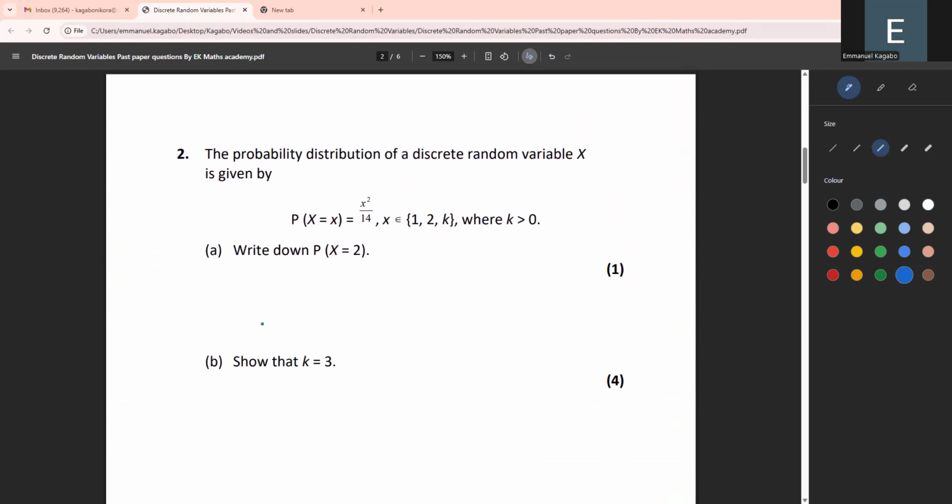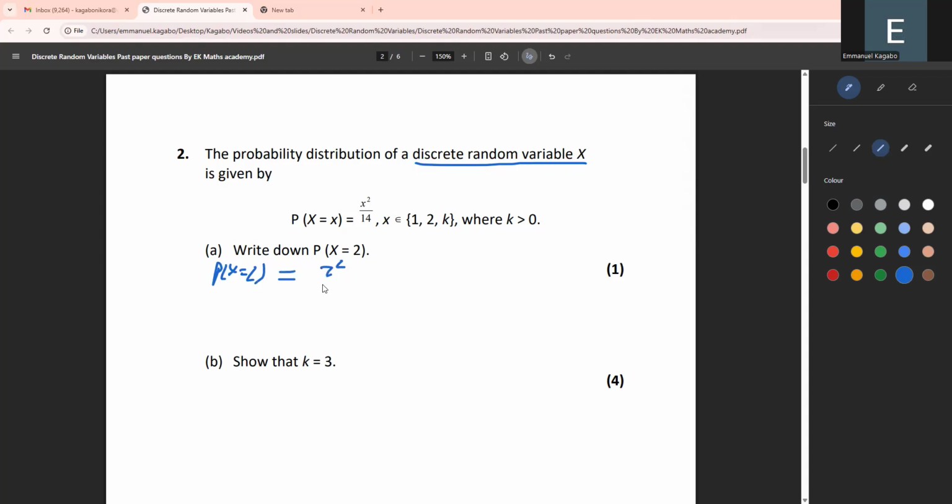Should we do the next question, guys? Are you ready? If you have got a question, just let me know. Okay, next question. The probability distribution of discrete random variable X is given by that. That's your function, and then they say write down the probability of P of X equals 2. Just where there is x, put 2.